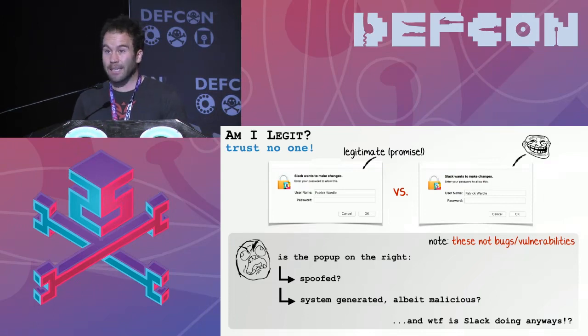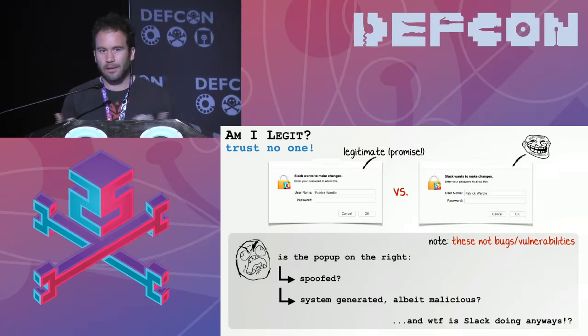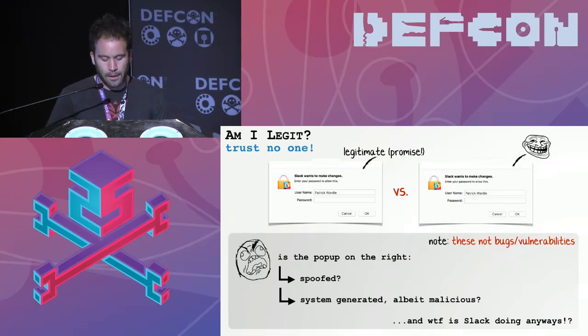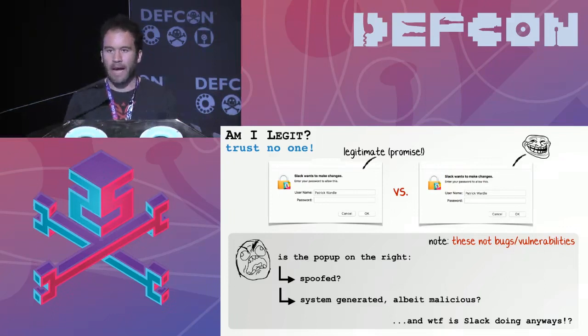Or is it even a legit authentication prompt that was spawned via the security agent but is going to execute something malicious? And what is Slack doing anyways? Why does it need to perform a privileged action? We'll look at some real life examples that abuse this, again playing off the fact that the user generally trusts these authentication prompts and they're not easily verified.